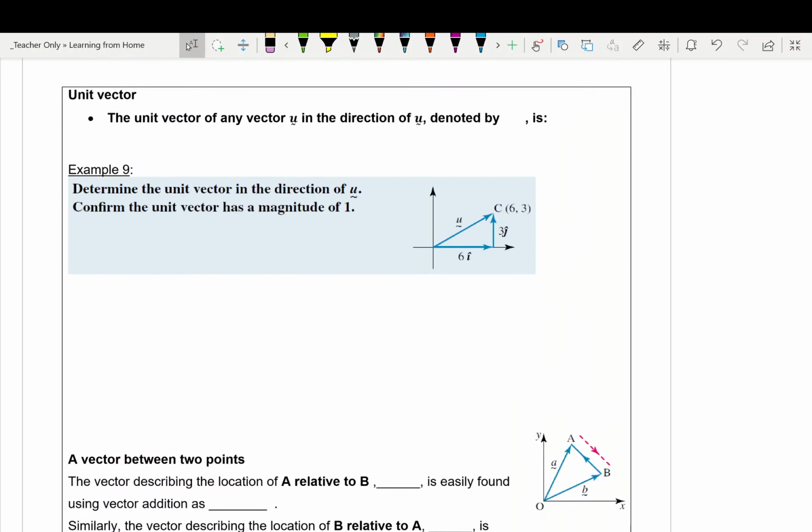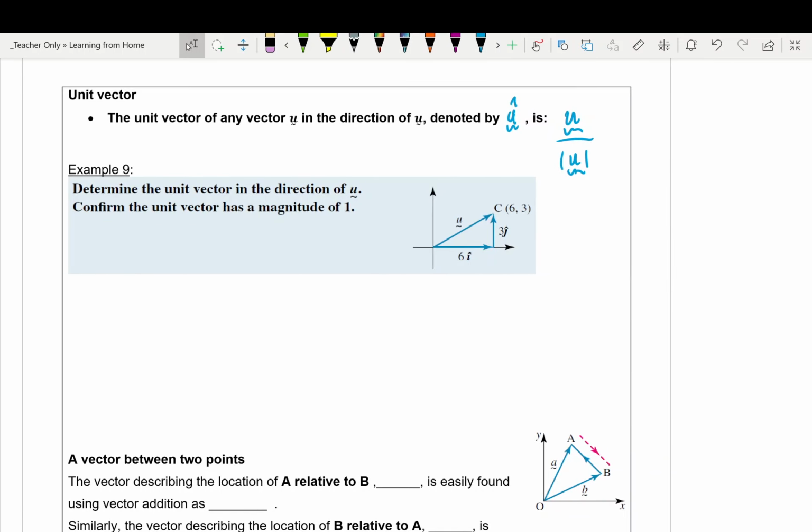All right, so the unit vector doesn't just apply to x and y directions. The unit vector of any vector u in the direction of u, denoted by u hat, is given by u divided by its magnitude. So we have u that's a certain length, we divide it by that length, that scales it back to 1. So it's like multiplying by a scale factor of 1 over its magnitude.